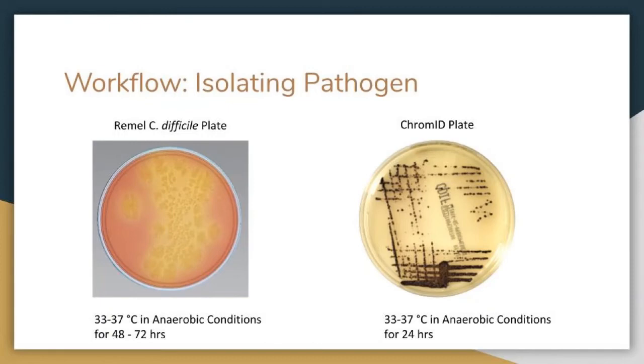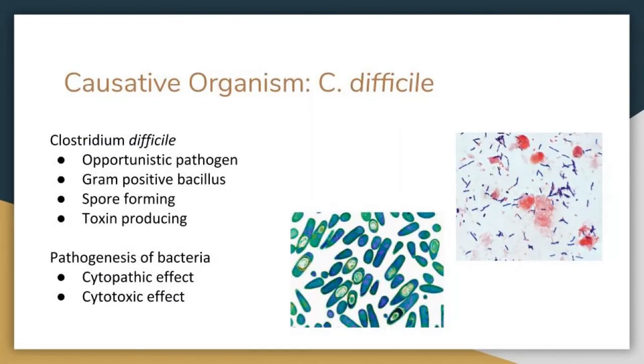The Chrome ID agar will be incubated in anaerobic conditions at 37 degrees for 24 hours, and the gray to black irregular or smooth bordered raised opaque colonies will be collected. The presumptively identified organism is Clostridium difficile. Clostridium difficile is a gram-positive, anaerobic, spore-forming, toxin-producing bacillus.